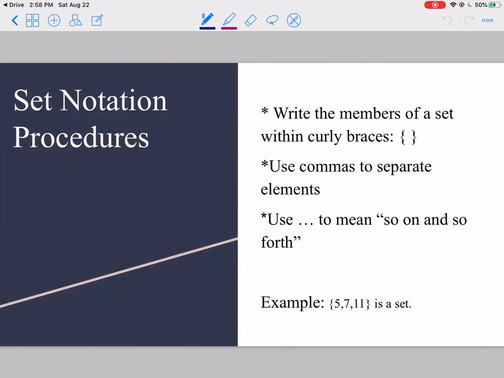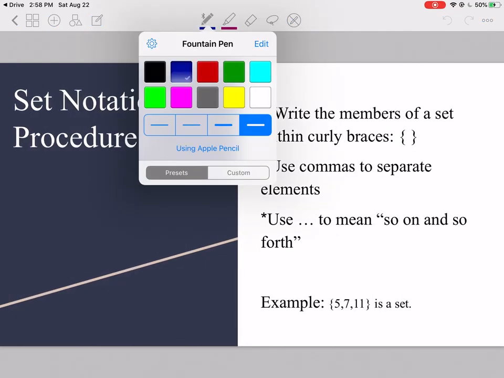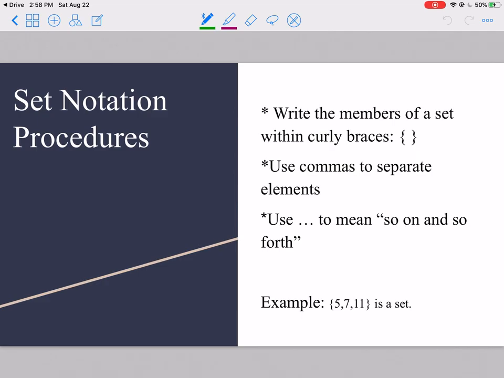So we'll continue to see some more examples, and that will hopefully sink in and make a little bit more sense. Okay, so set notation procedures. We write all members of a set within the curly brackets like I just showed you, and you're going to use commas to separate every single element. So like you would list something if you're writing a paper about something and you're listing things out, you separate them with commas. Okay, you also use ... to mean so on and so forth.